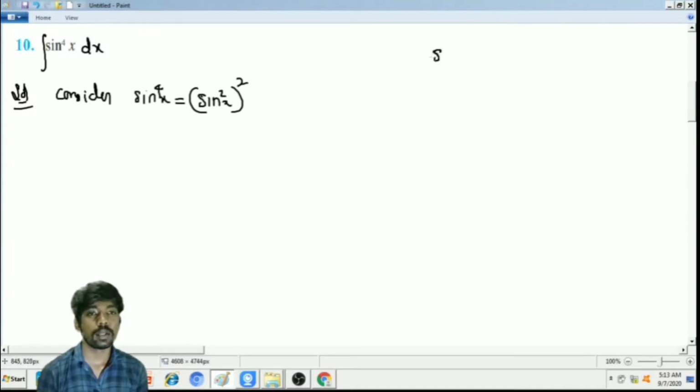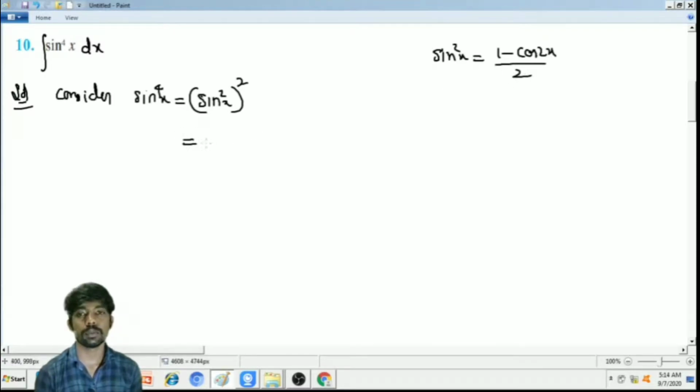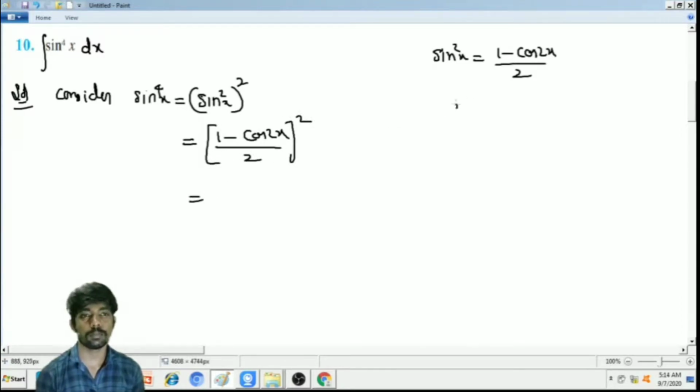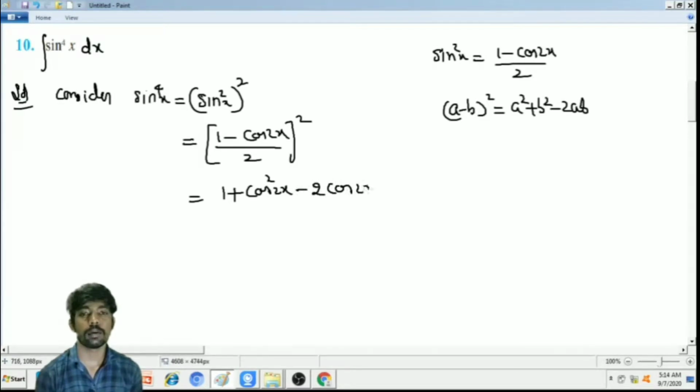Here for sin square x we have the formula (1 minus cos 2x) by 2. So I am substituting here: (1 minus cos 2x by 2) whole square. So the (a minus b) whole square formula is a square plus b square minus 2ab. So I am using here a square plus b square minus 2ab.